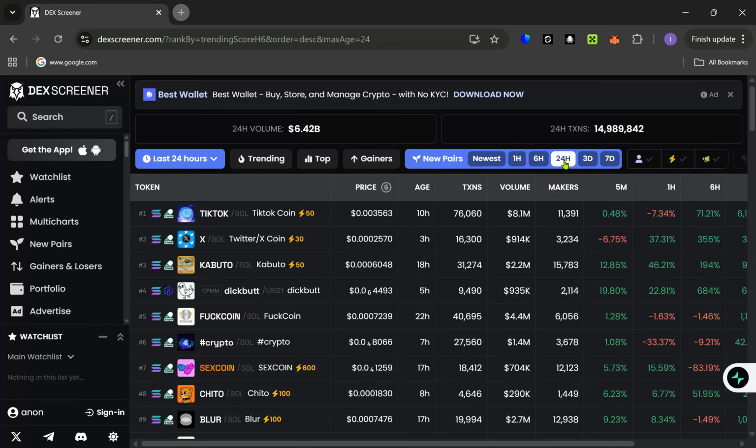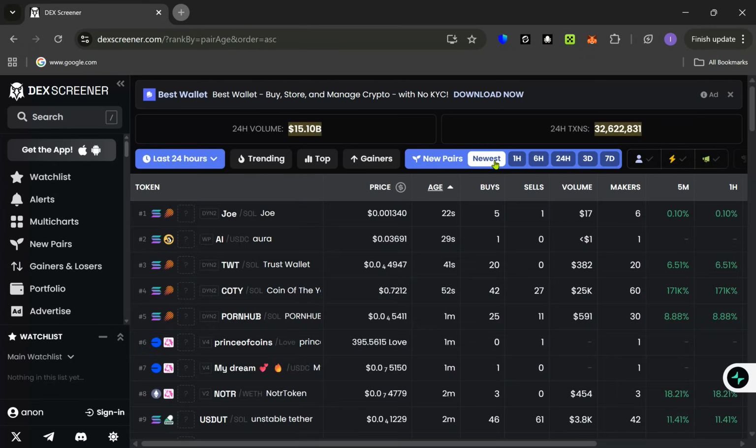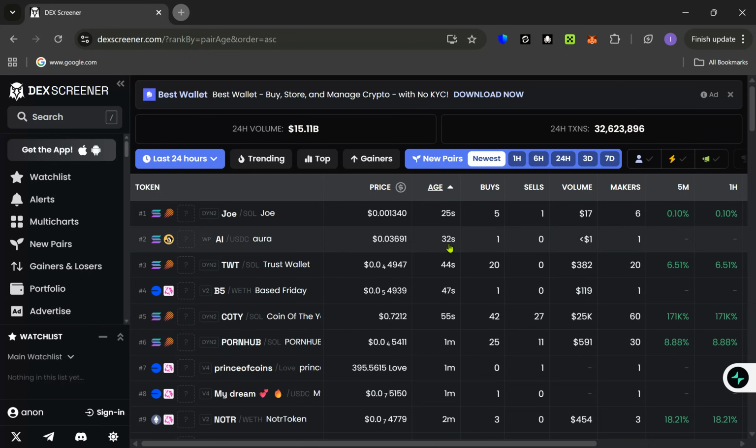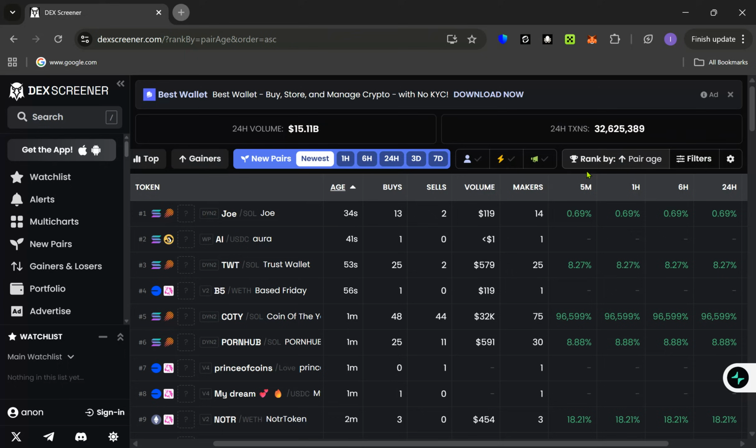So now it is on 24 hours, but we wanted to see the most recent, the newest babies. So you just click on newest. So you will see the tokens that are created within 23 seconds, 32 seconds, 45 seconds, and many more. Most of you understand what this means and how you can navigate around. But where the filter works is this place. That's exactly what I wanted to explain.